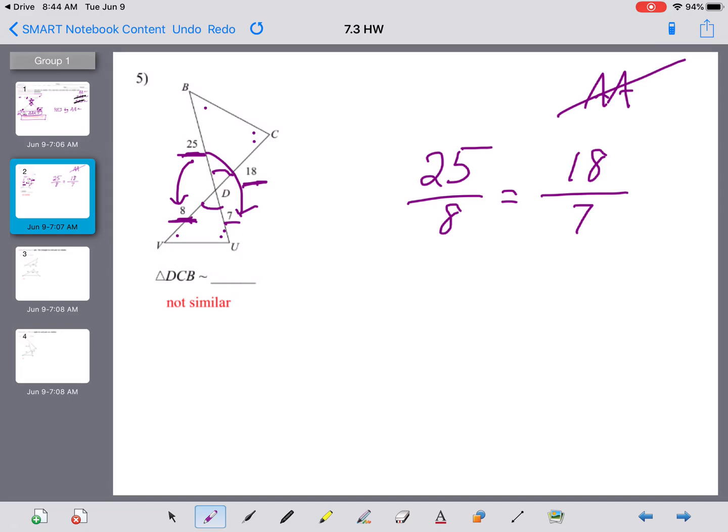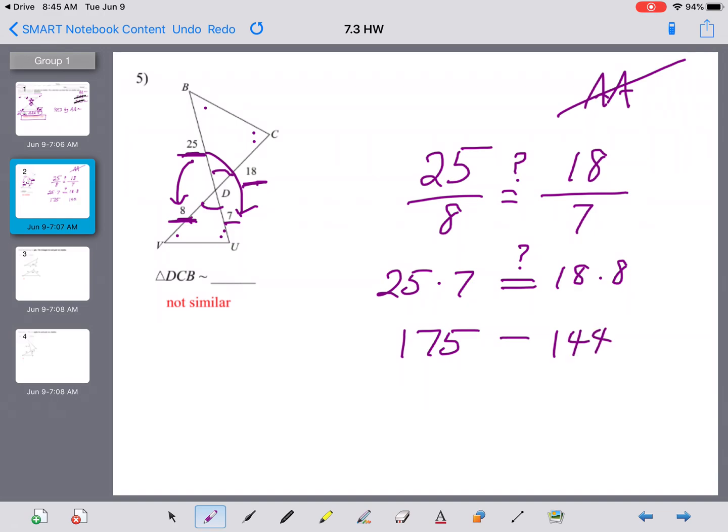Now right now, guys, I really shouldn't have put an equals sign here yet. There really should be a question mark right there. We don't know if these two ratios are proportional or not. So the way we're going to do that is cross multiply. We're going to multiply 25 times 7, and then we're going to find out if that's equal to 18 times 8. And I've got a feeling looking at these numbers, this is not going to work out. 25 times 7 in my calculator gives me 175. The 18 times 8 is going to get us 144. So again, there really should be an equal sign with a question mark right there.